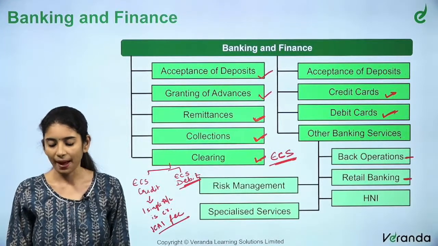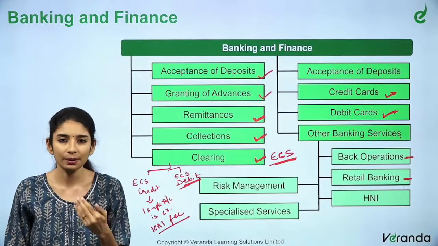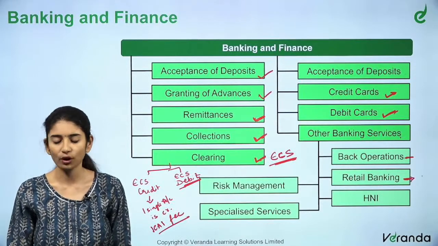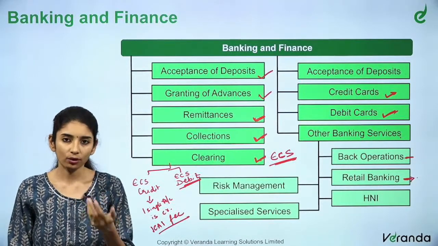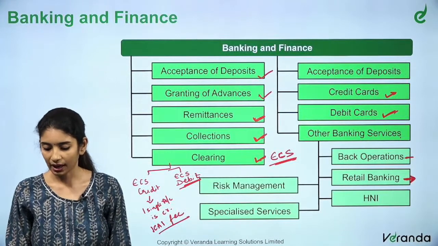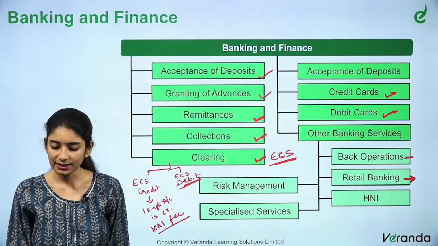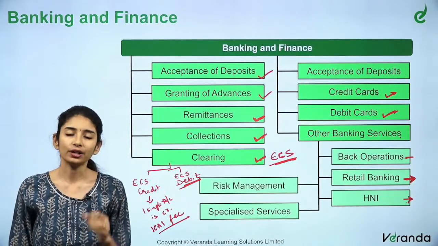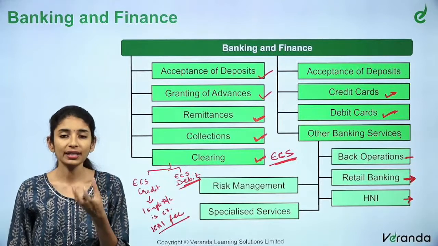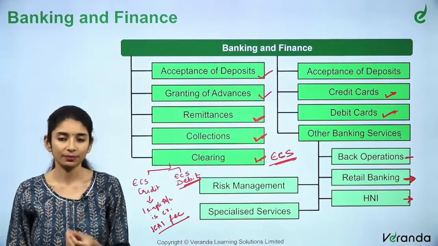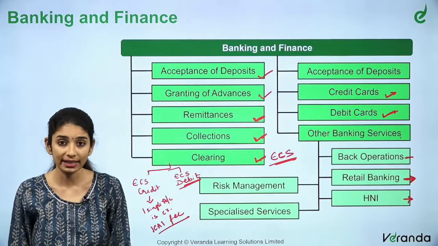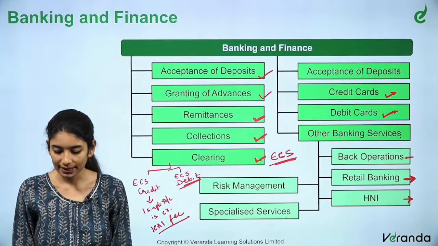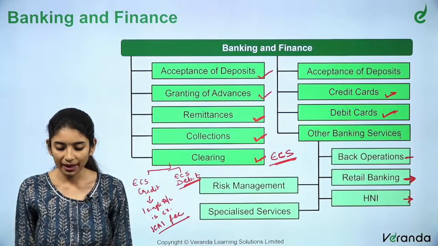Next is retail banking. Retail banking is almost like personal banking or over-the-counter banking. I can go to the bank and interact with them for getting a loan, opening deposits or opening an account. Next is high net worth individuals. Banks identify individuals with a high amount of money, and they have specialized services for them. For example, they have a relationship manager dedicated to HNIs. They have specialized services and risk management services for high net worth individuals.